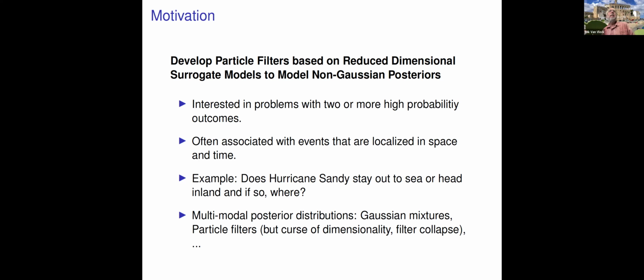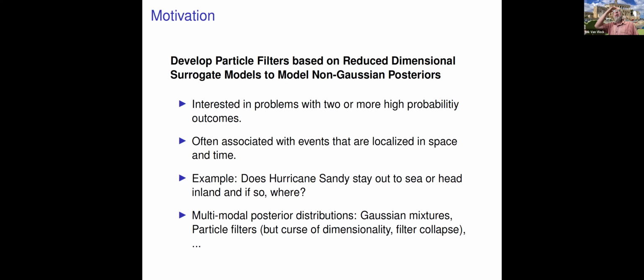So the general idea is we're interested in problems with 2 or more high probability outcomes. These are often associated with events that are localized in space and time. Like with a hurricane, we might care for a couple weeks. We'll probably care along the eastern seaboard. And we want to know things like, will Hurricane Sandy stay out to sea or head inland? And if so, where and when?